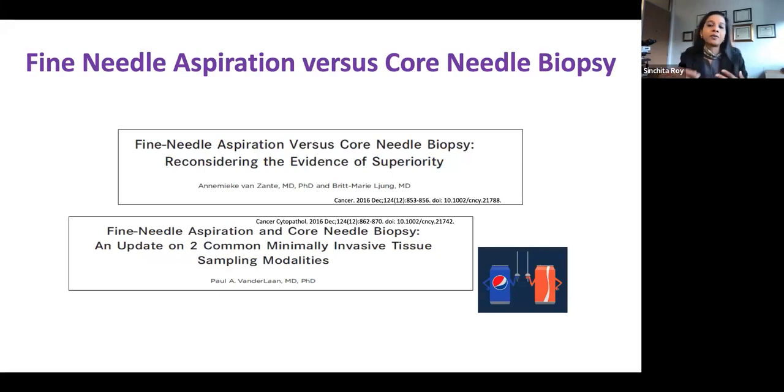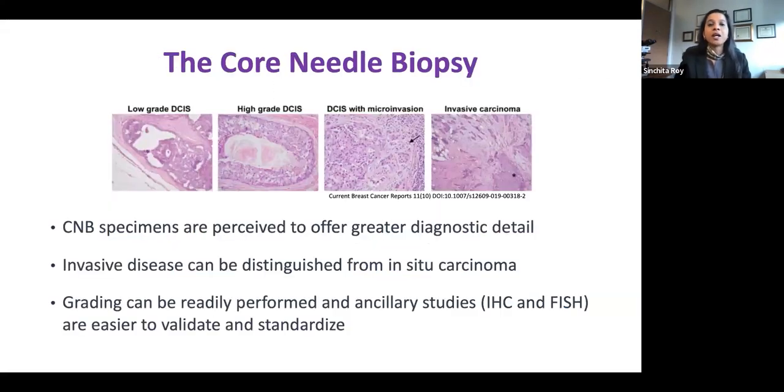When I look at it from at least the biomarker testing standpoint, molecular testing, I think they're kind of complementary, and oftentimes it depends on personal preference. So, whether you tend to choose a can of Coke versus a can of Pepsi. Oftentimes it depends on who is the consumer, right? So traditionally, when you look at core needle biopsies, they have been perceived to offer greater diagnostic detail, right?